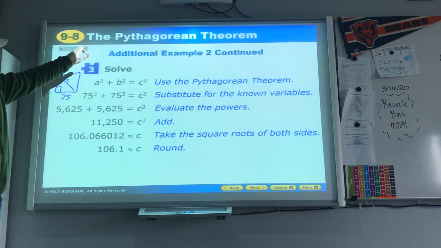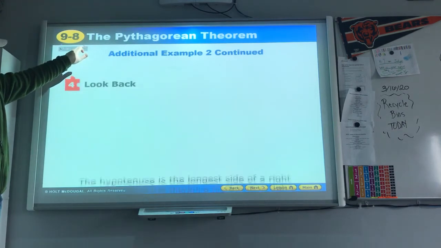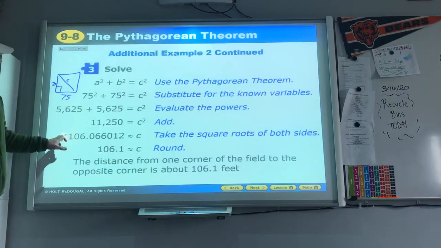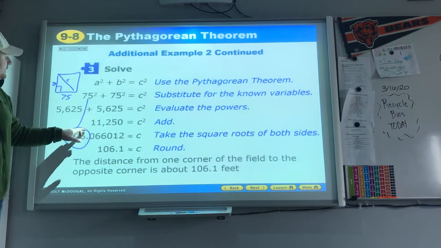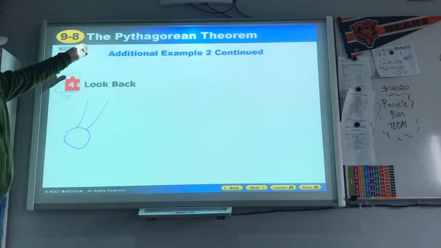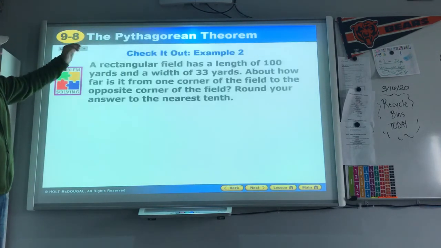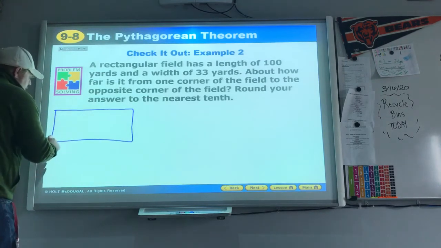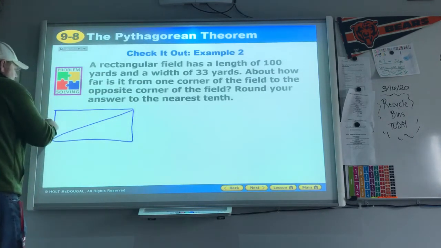All right, we can double check and go back. One thing that does make sense, 106 is larger than either of the legs, so that is a good thing if it's the hypotenuse. Again, we have a rectangle. A rectangle can be drawn or divided into two.